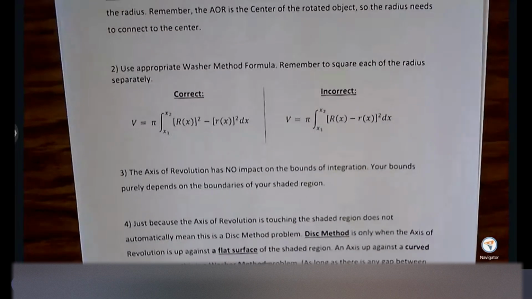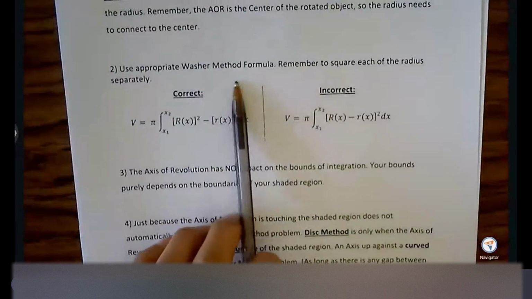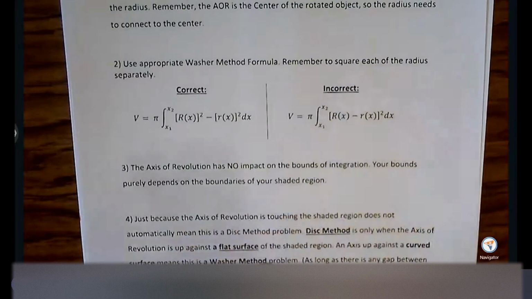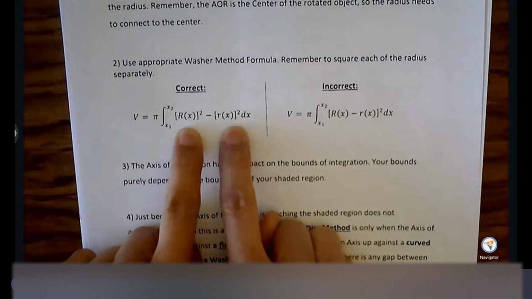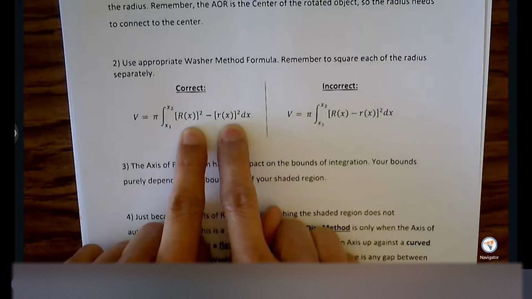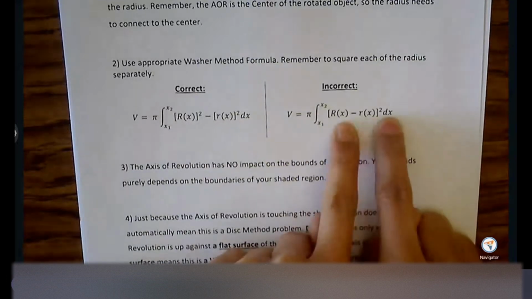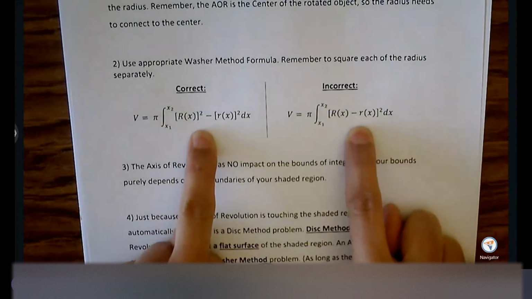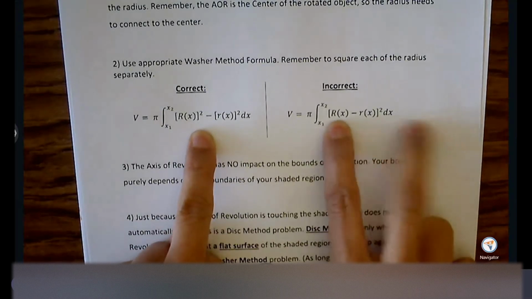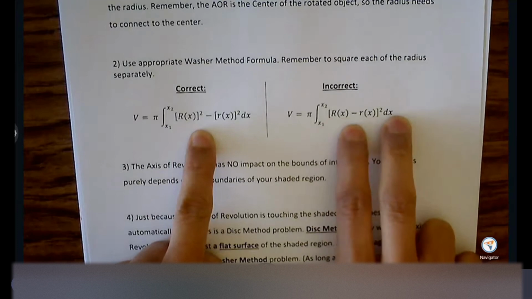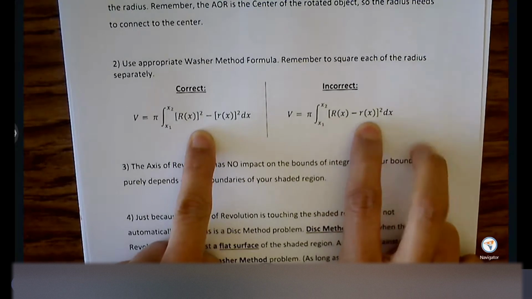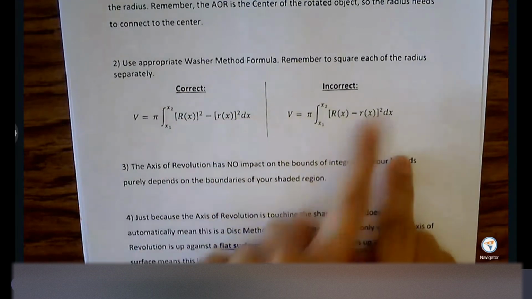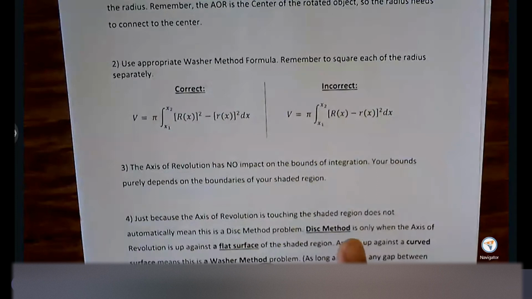Second is make sure that we are using the appropriate washer method formula. I see students, we have to make sure that we square each of the radii separately. Sometimes students feel like, well, it's easier if I just subtract the radii first and then square it, just fewer keystrokes. But these are not the same thing. The reason we can't do that is because if I were to FOIL this out, I'll get big R squared minus 2 big R little r plus little r squared, and that's not the same thing as big R squared minus little r squared. So we don't want to do this, right? We want to rely on what the formula tells us to use.